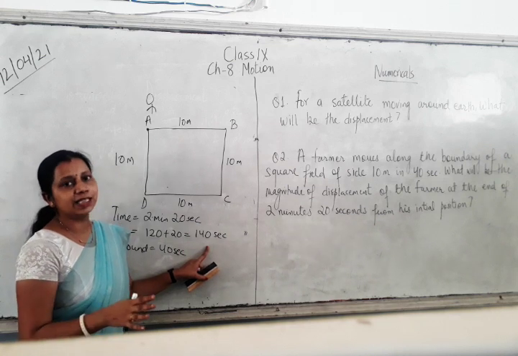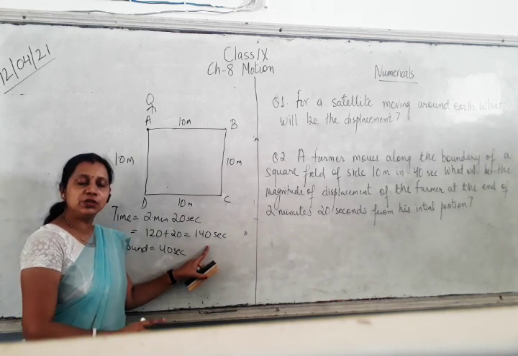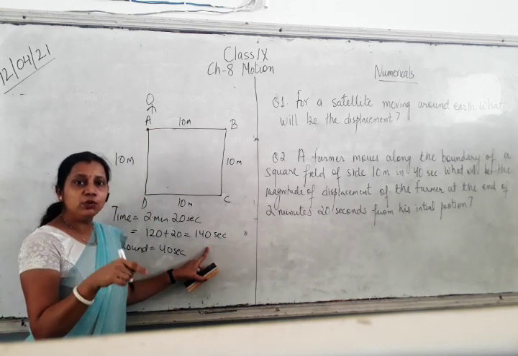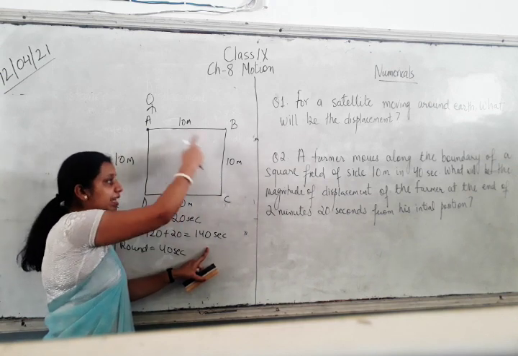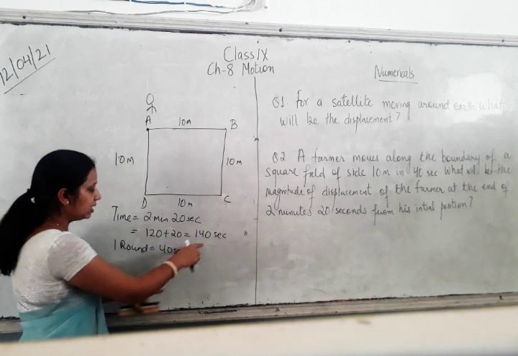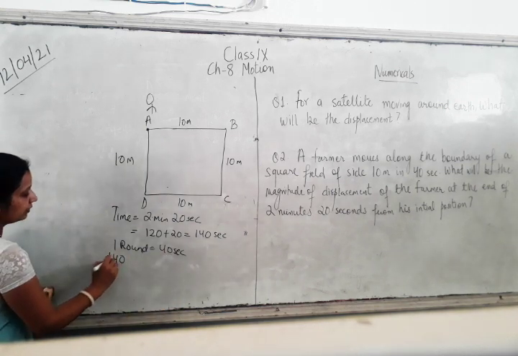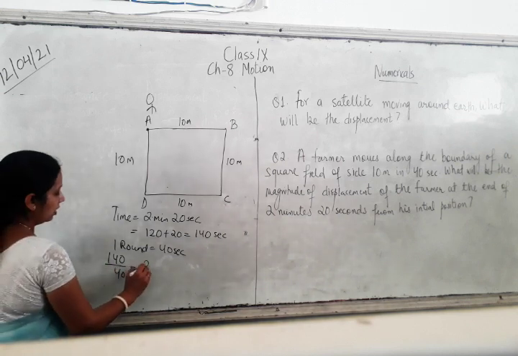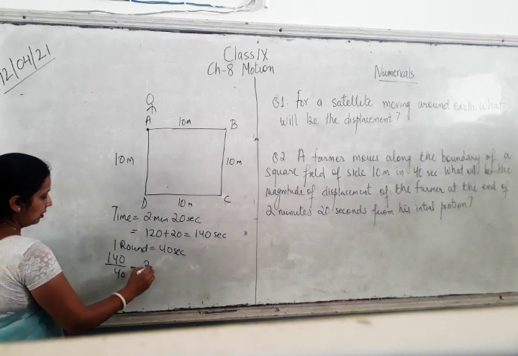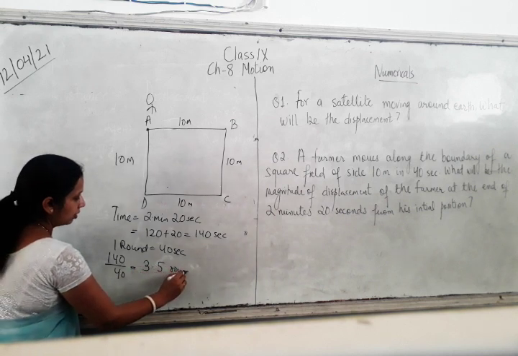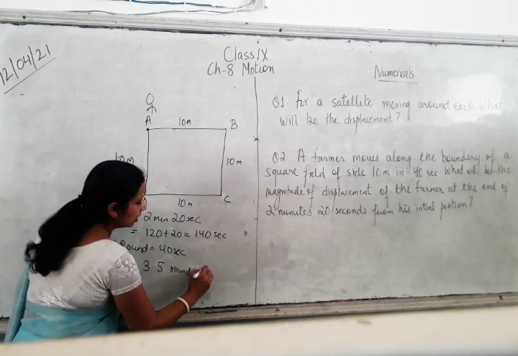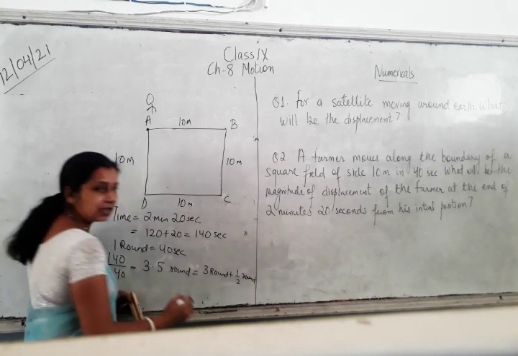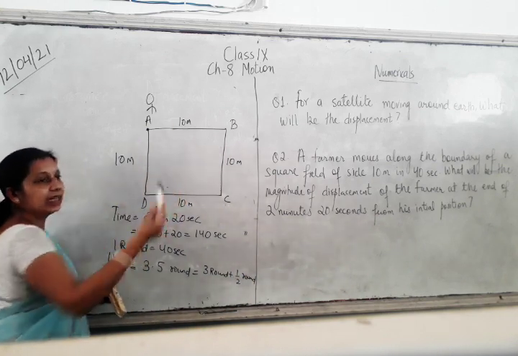Okay. For finding displacement, what you need is the initial position and final position. Initial you know here, final will come only when you know how many rounds he has taken in this time, right? So let's see how to find how many rounds. 140 divided by 40 will give you 3.5 rounds. 3.5 rounds means 3 rounds plus half a round. So 3 rounds complete and then half a round.